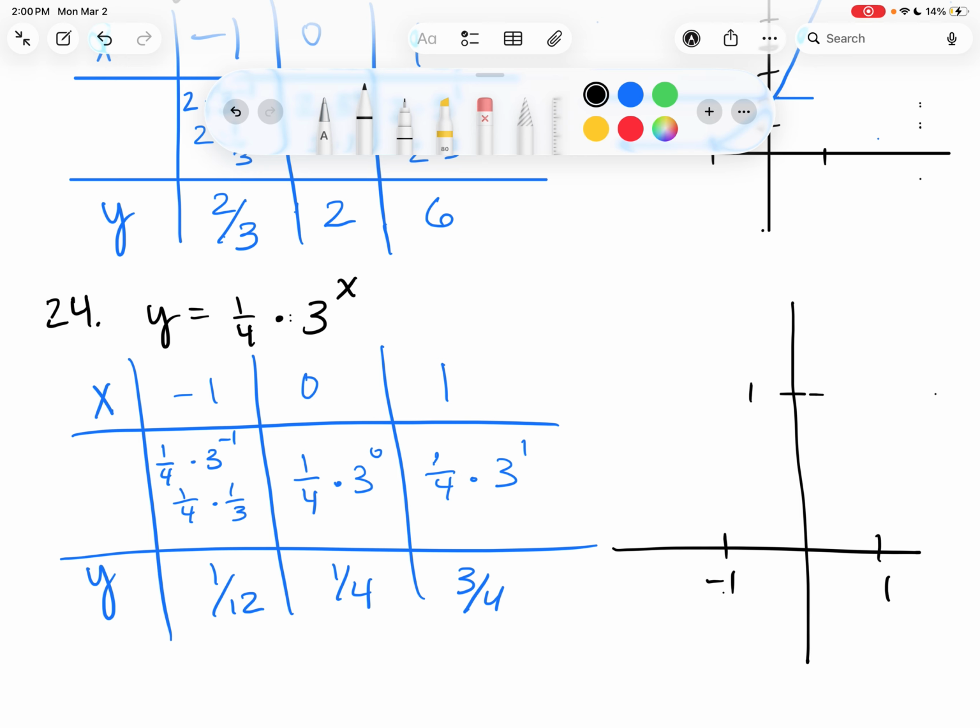All right, so 1/12 is still going to be just a little bit above. At 0, it's 1/4, so I'm going about 1/4 of the way up. And then at 1, it's 3/4, so I'm going 3/4 of the way up. So this graph looks the same.